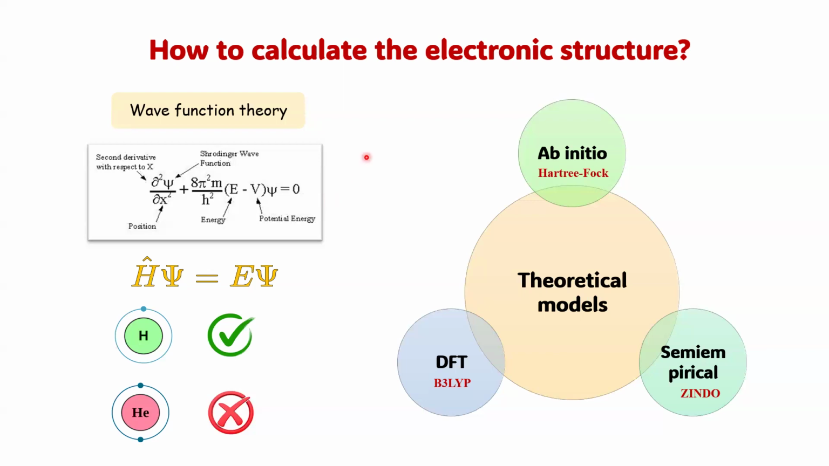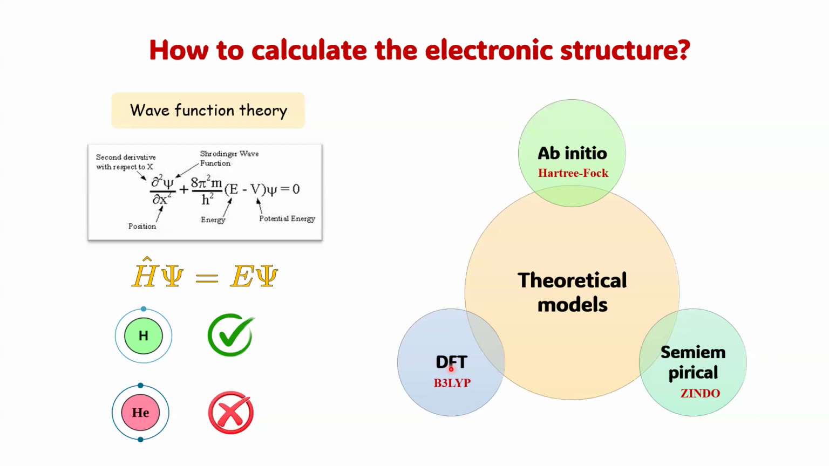Okay. I hope it is clear what theoretical models are: a set of models which we use to calculate the electronic structure of your system. Generally, we use three types of theoretical models. They are the ab initio method, the semi-empirical method, and the third one is the density functional theory method.